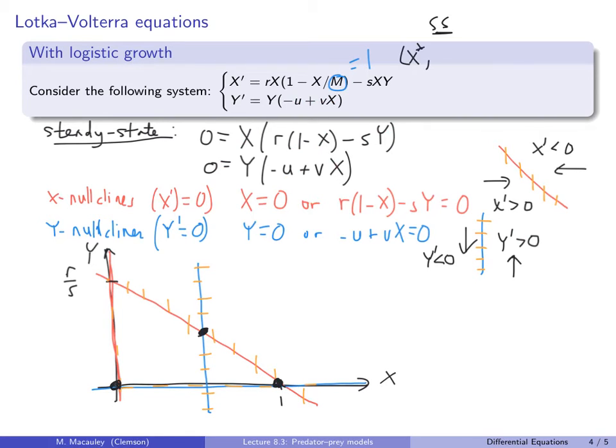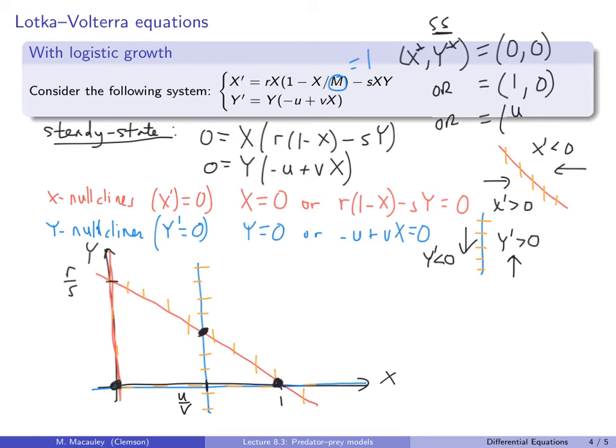So x star and y star equals, well, 0, 0 obviously is one of them. And then 1, 0 is one of them. That corresponds to when we kill off the predator and the prey reaches its natural carrying capacity, which normally would be m, but we're just calling it 1 for now. And then the third one is where they both coexist. The x value of that is going to be, so this here is u over v.